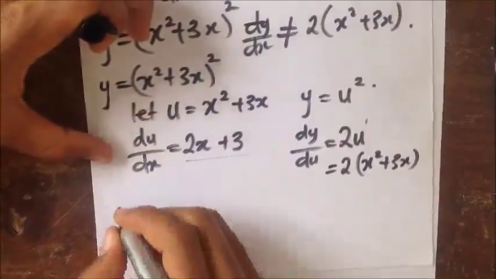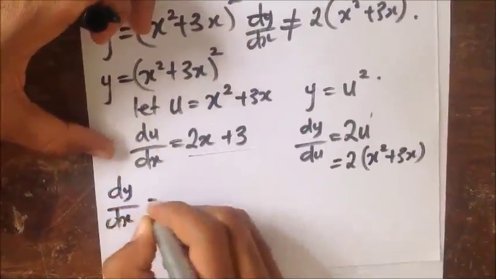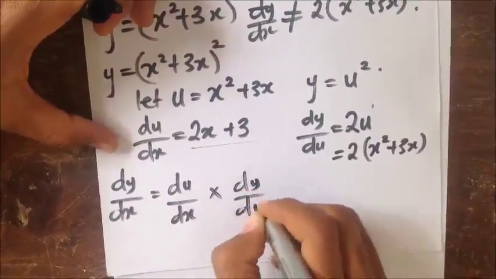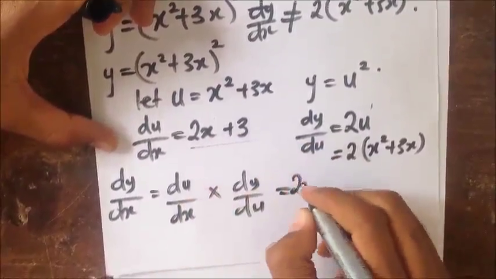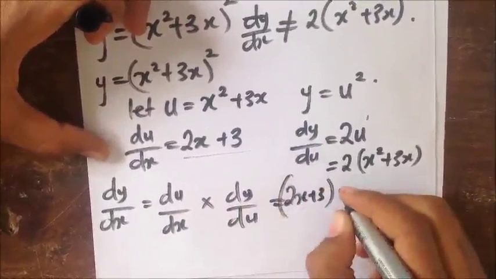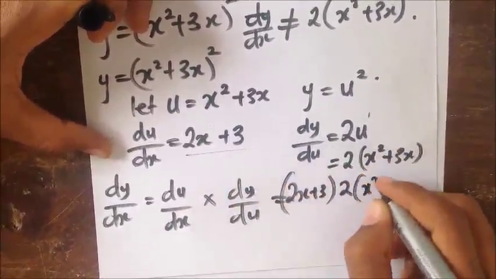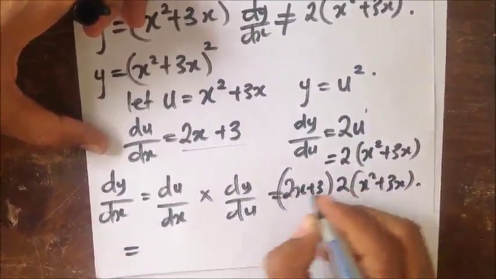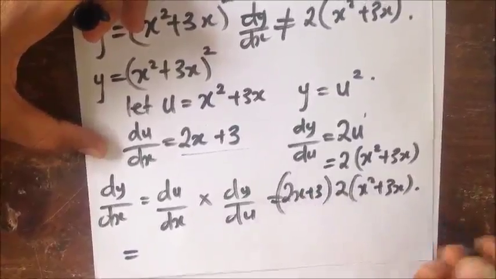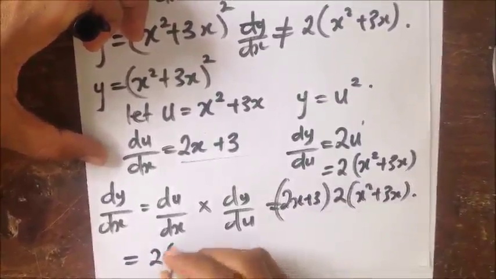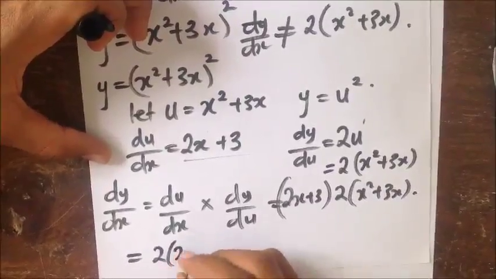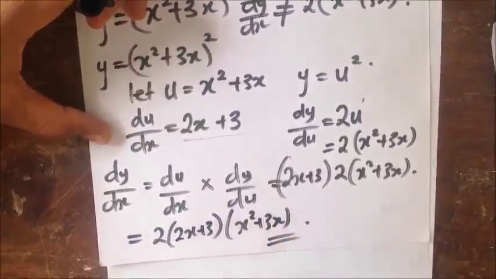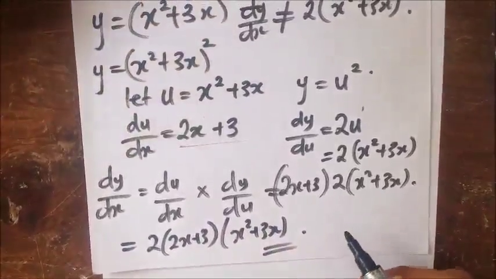Chain rule says dy/dx is equal to du/dx times dy/du, which is the same thing as du/dx, 2x plus 3, into dy/du, 2 into (x squared plus 3x). So I can simplify this. This 2 will just multiply whatever is outside here. So I can just say 2 into (2x plus 3) times (x squared plus 3x). So this is how we differentiate using the chain rule.